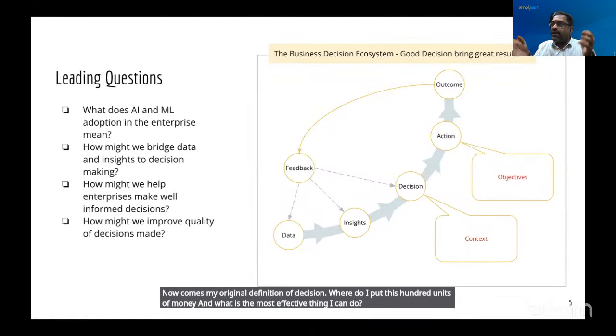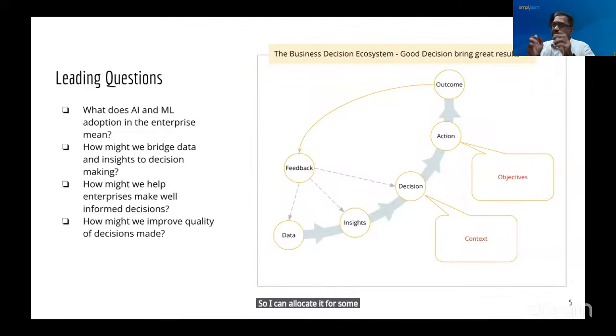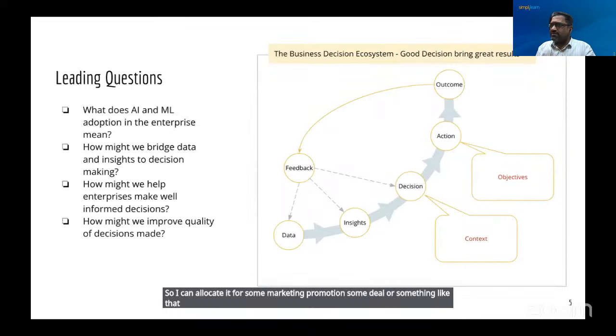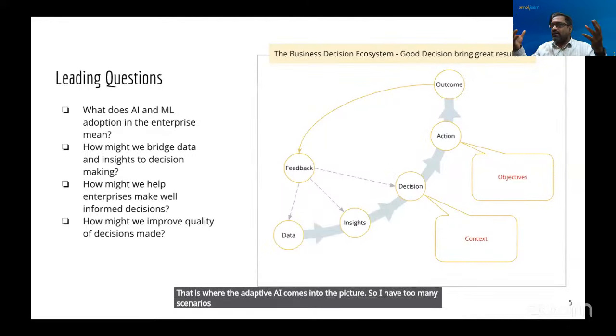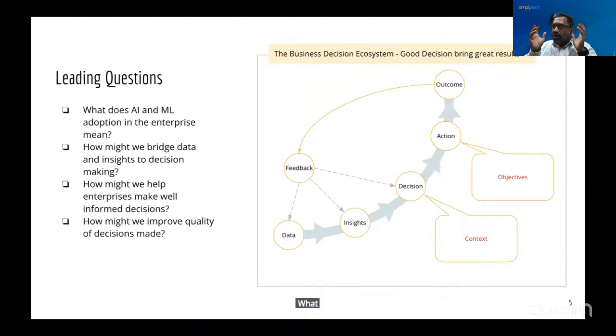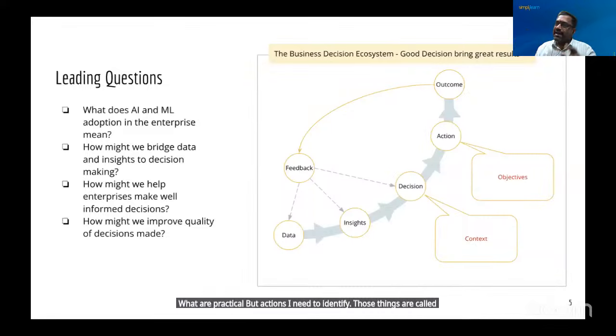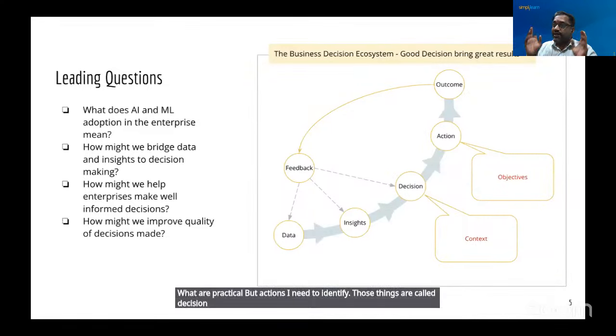I can allocate it for some marketing promotion, some deal or something like that, or some targeted promotion, or I may want to incentivize some people with that 100 units of money to do word of mouth or whatever. So I have all these options. That is where adaptive AI comes into the picture. Many scenarios are there. What are practical? What actions do I need to identify? Those things are called decision opportunities.